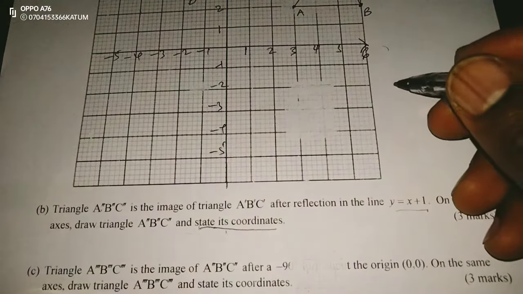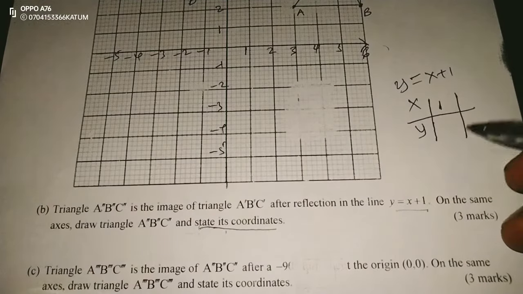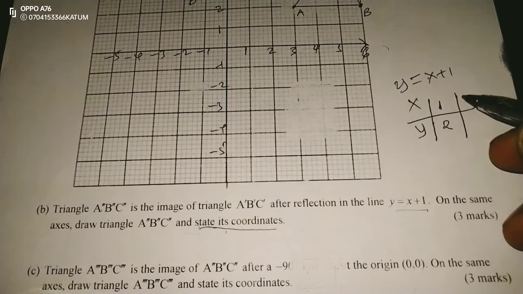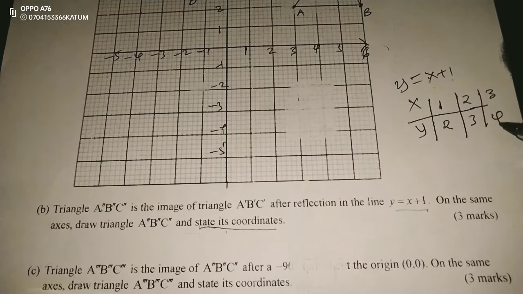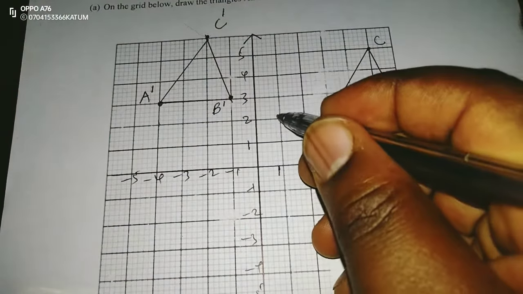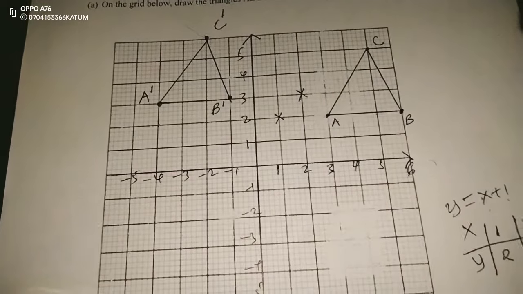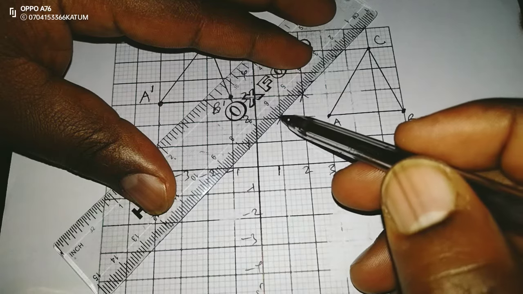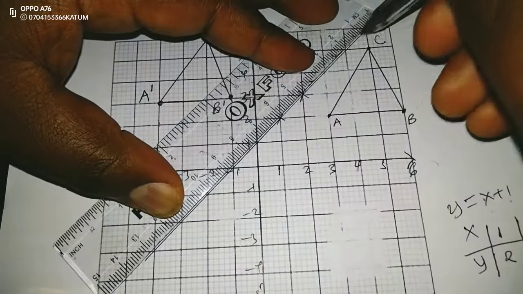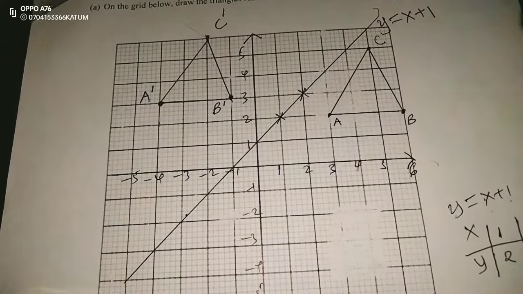Therefore, if we are given the mirror line y equals x plus 1, then we need to draw it first. If x is 1, y is going to be x plus 1, so it becomes 2. If x is 2, y is going to be x plus 1, which makes it 3. If the value of x is 3, y becomes 4, and so on. So I need to come up now with such a line. (1, 2), that is the coordinate. (2, 3), that is the coordinate. Therefore, this is the line through which we are going to reflect. So this is the mirror line, which I can label y equals x plus 1. That is our mirror line.